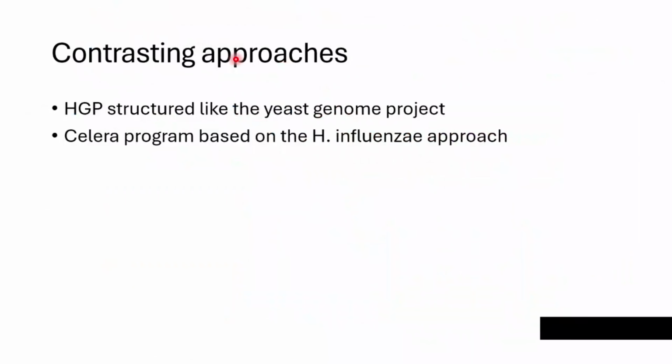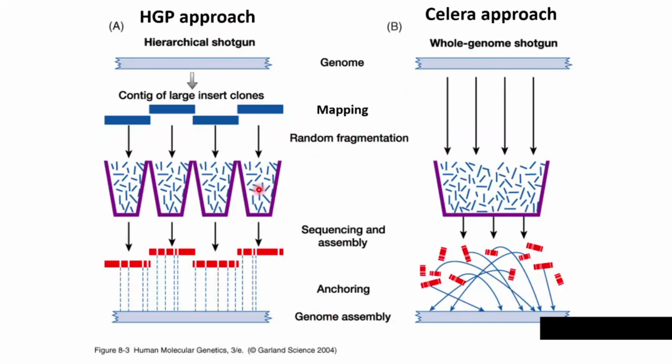So the contrast between the two approaches. They're not based on nothing. They're based on examples that were previously done in simpler organisms. So the HGP project was structured like the yeast genome project, which we saw. Celera's program was looking more like the influenza bacterium sequencing, which was the first bacterium that was sequenced. Okay, and both of them are good. It's just that Celera's approach is much faster because you don't need to build all this library, look at the contigs, etc.